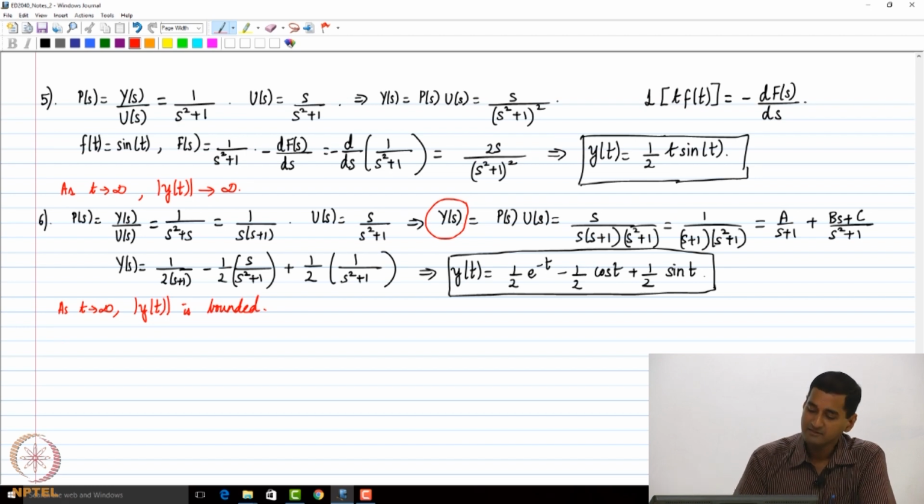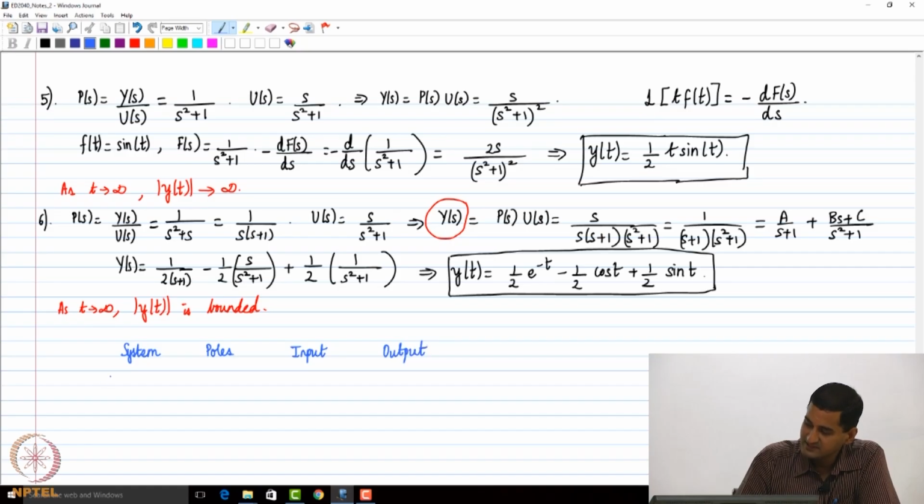So let's construct a simple table. Let's say a system, poles, input, output. Okay, so let's do this.